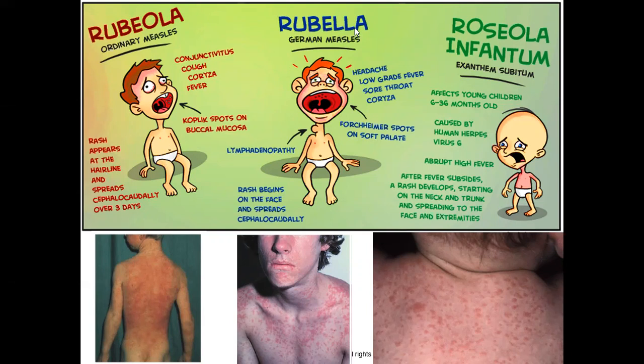And rubella, the other name is German measles, spread by direct contact or droplet. The key symptoms are lymphadenopathy, enlarged lymph nodes, headache, low-grade fever, sore throat, or coryza. And you see the spots start on the soft palate.